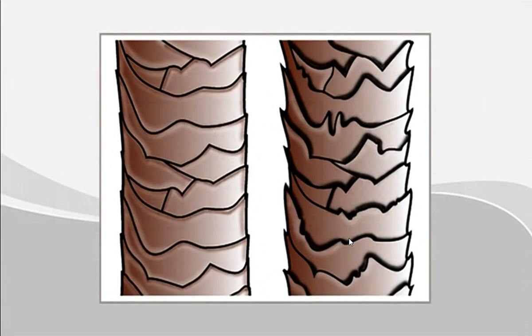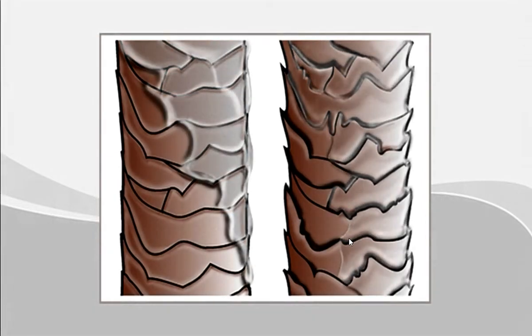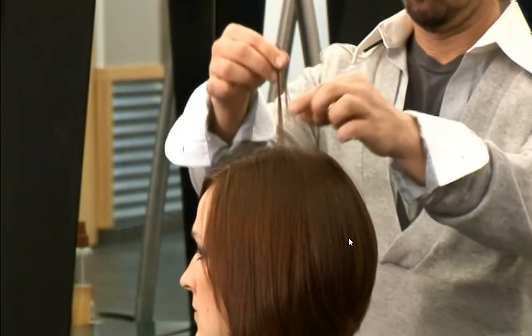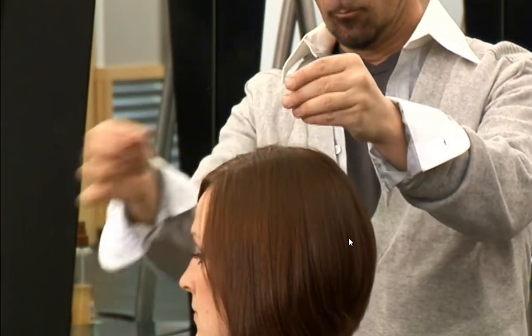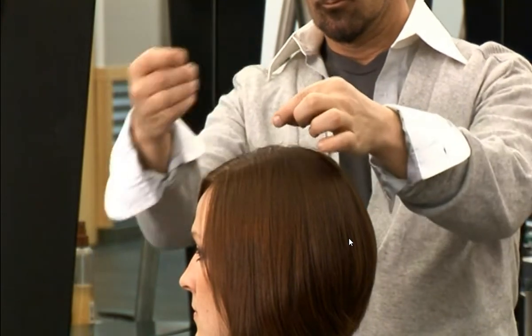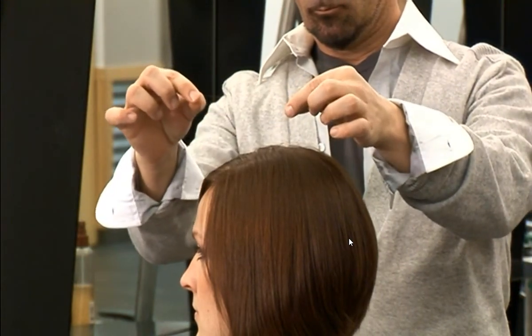Next, determine your client's hair condition. First, check the hair porosity, which is the amount of moisture that the hair is able to absorb and/or retain. Second, check hair elasticity, which is the ability of hair to stretch and return to its original shape without breaking.